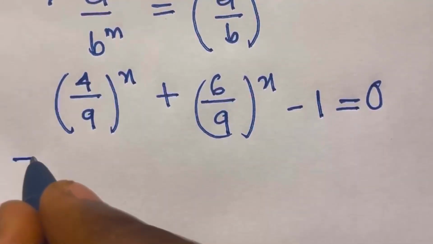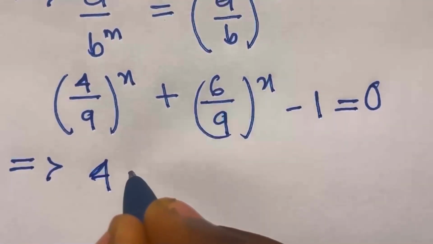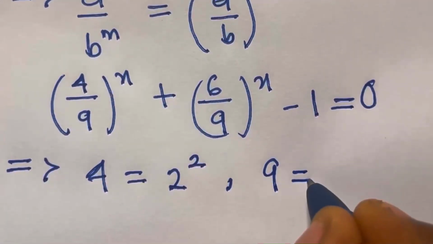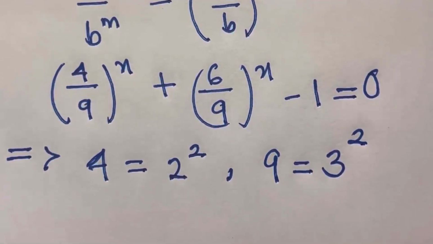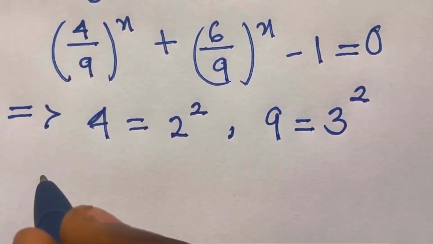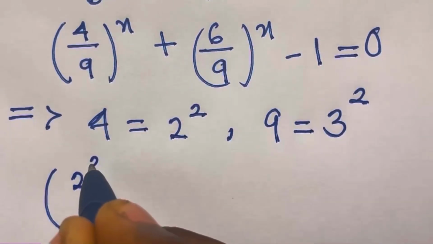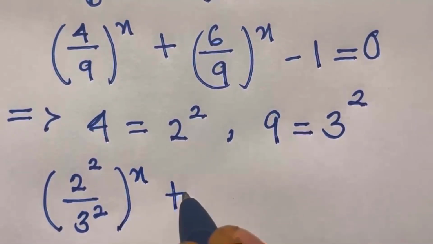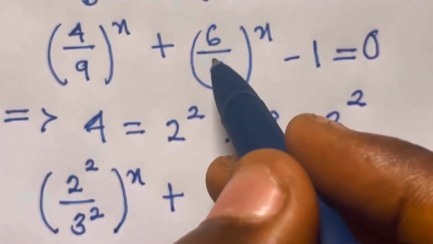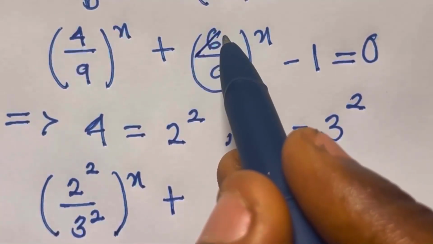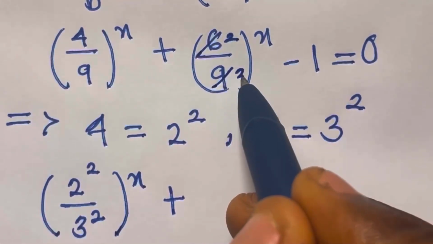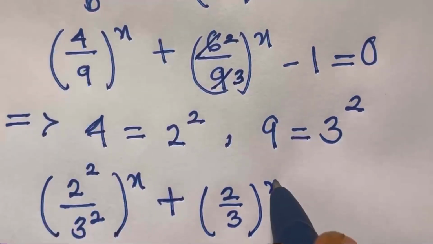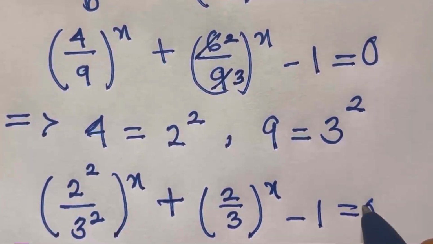So here we should note that we can express 4 as a power of 2, which is 2 raised to the power 2, and as well 9 can be 3 raised to the power 2, right? So we can express them here so that we have 2 raised to the power 2 divided by 3 raised to the power 2, then raised to the power x, plus here as well. We can simplify this so that we have 2 divided by 3 raised to the power x minus 1 equals 0.